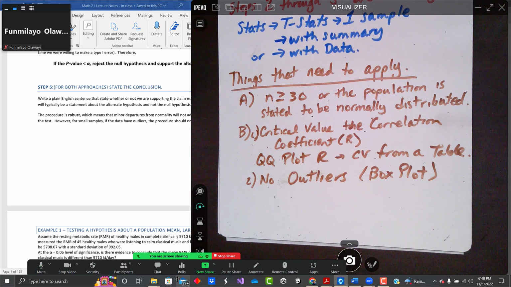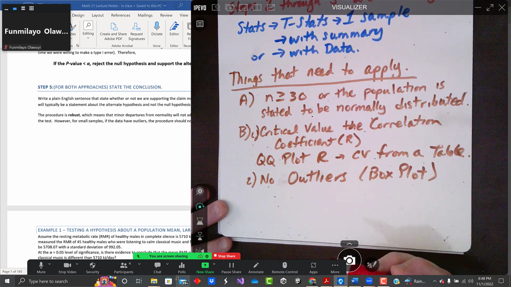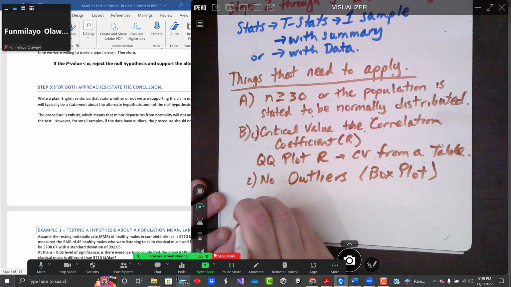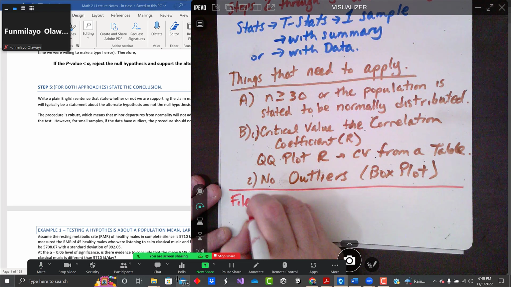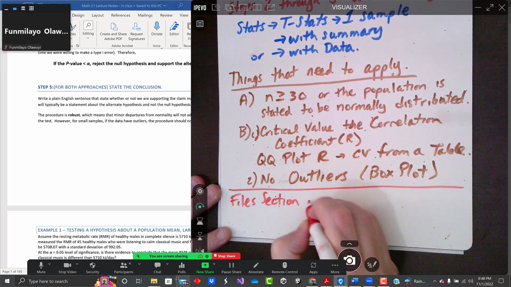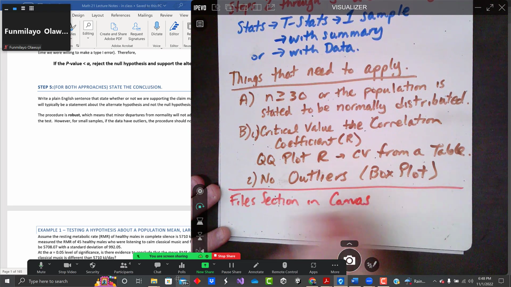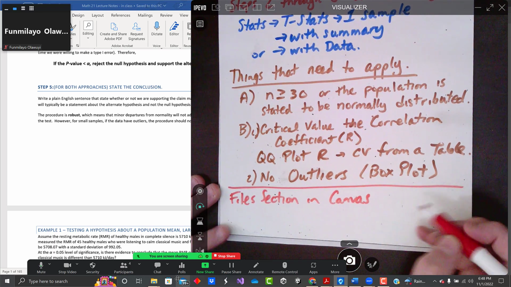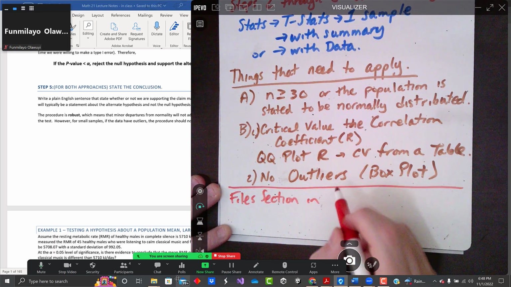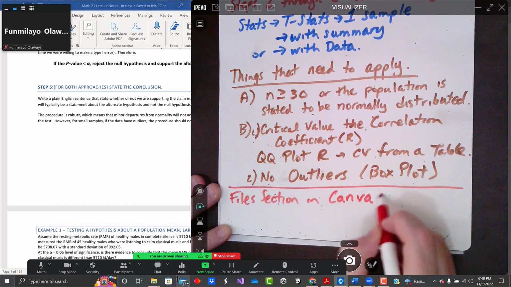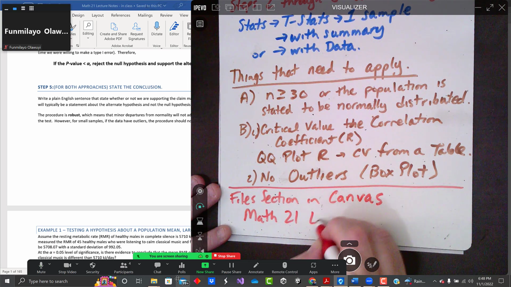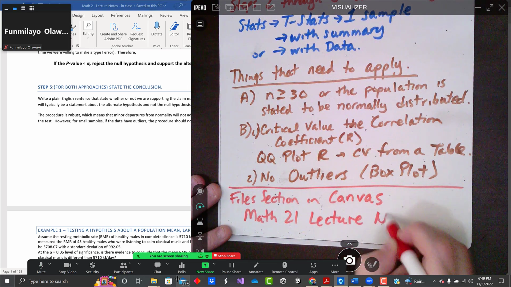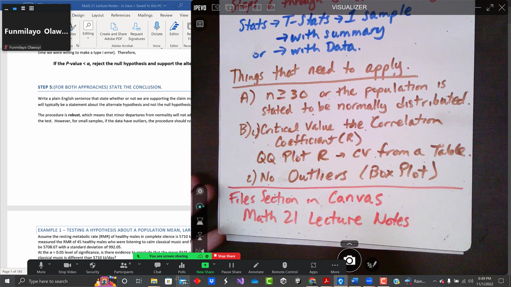We'll come back to the whiteboard in a little bit for something else. But right now, what I'm going to do, and this is available in the file section in Canvas, so if you want to follow along without having to write down the whole problem, we're going to do the Math 21 lecture notes. I might say in class. Let me go look at it.